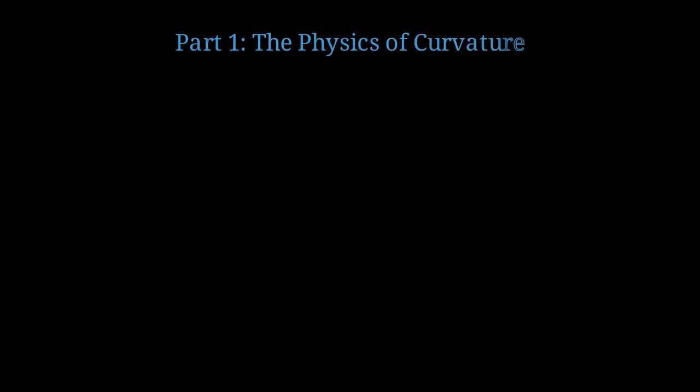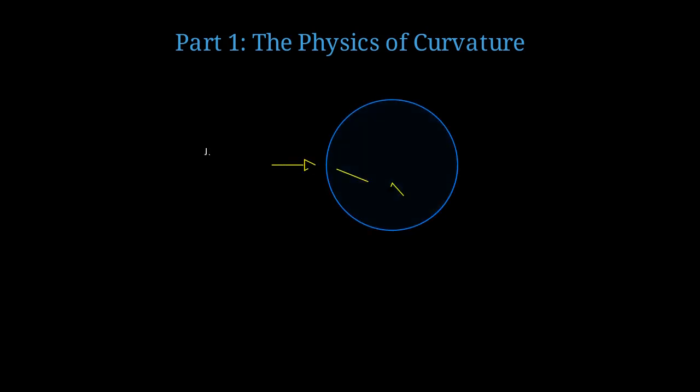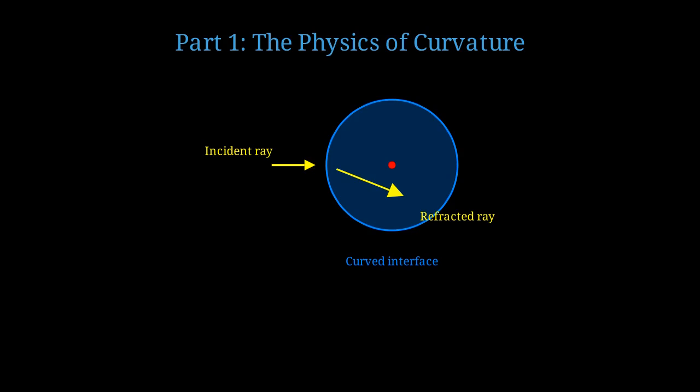First, let's understand why curvature matters. A spherical interface between two media with different refractive indices naturally acts as a lens. When light enters a curved droplet surface, it refracts according to Snell's law. The curvature causes parallel rays to converge, creating a focal point. Snell's law governs refraction. N1 sine theta 1 equals N2 sine theta 2, where N represents refractive index and theta represents angle of incidence.